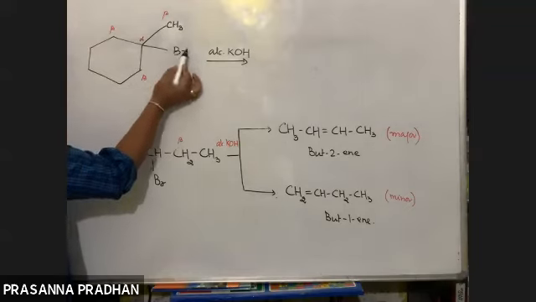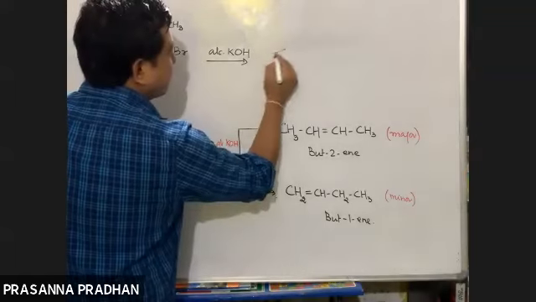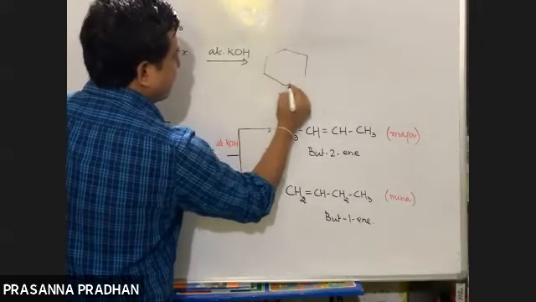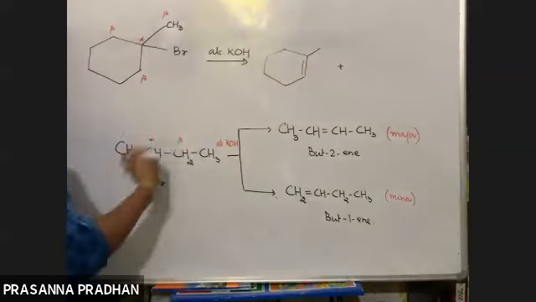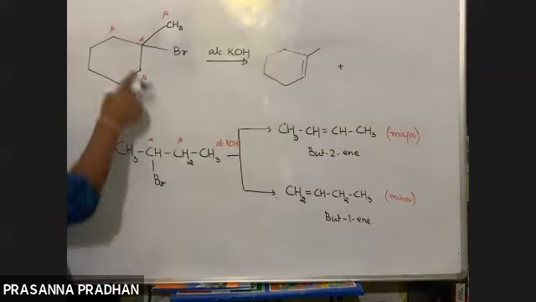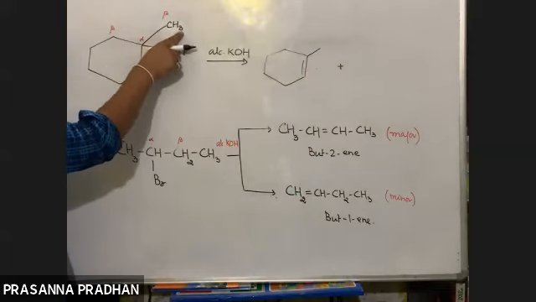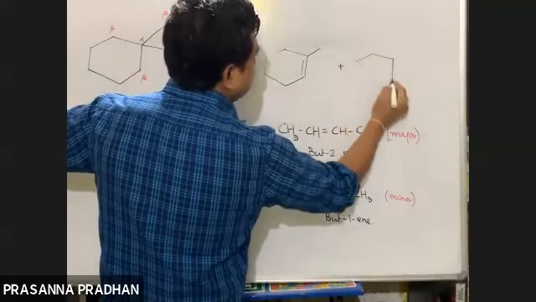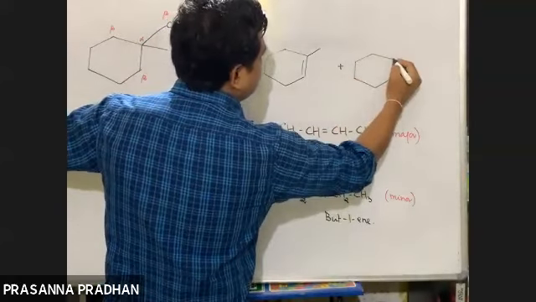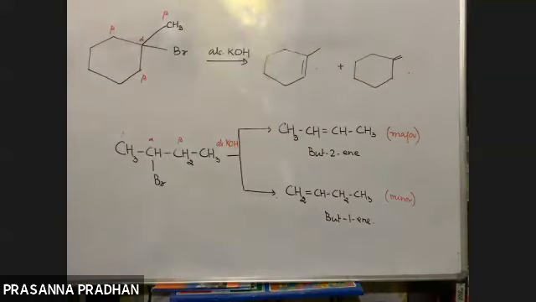So what will happen? From alpha carbon, halogen will get eliminated. From beta carbon, hydrogen will get eliminated, and double bond will come. So let us see. Double bond will come out here like this. Plus, which product can I expect? Next product. From the alpha carbon, halogen will go. From the beta carbon, 1 hydrogen will go. So double bond might come out here like this.